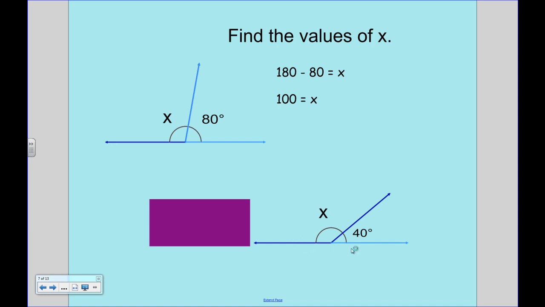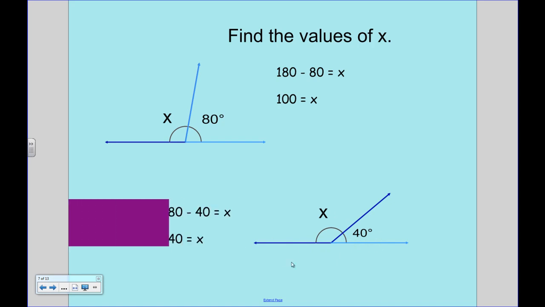Then down here, again, I have two supplementary angles. They add up to equal 180 degrees. So if this angle here is 40, if I want to know what angle x is, I'm going to do 180 minus 40, which means that angle x would have to be 140 degrees.